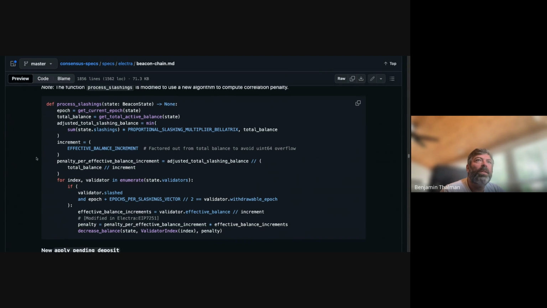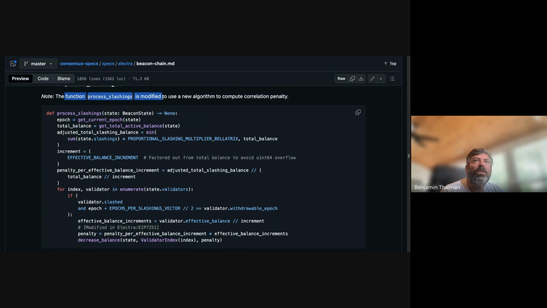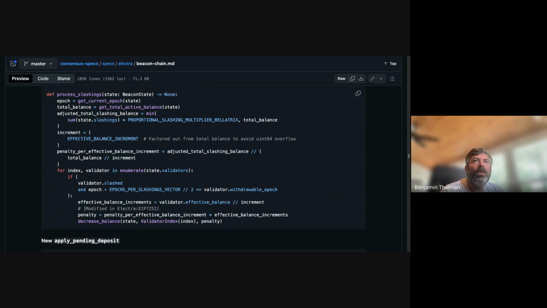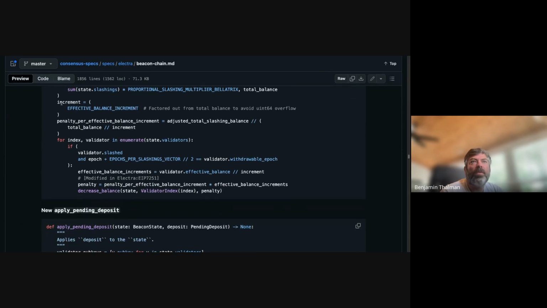Now, you can see the calculation, and you can see this function process slashings is modified to use a new algorithm to compute correlation penalty. Now you can see the start looks the same. Total balance, get total active balance, adjusted total slashing balance, same thing as before. You're taking the minimum total balance. Increment, for whatever reason, is pushed up here. If you remember in the prior set of specs, Bellatrix, that is pre-Pectra, I think it was actually in the for loop, potentially. But after that, this is where the calculation starts to change.